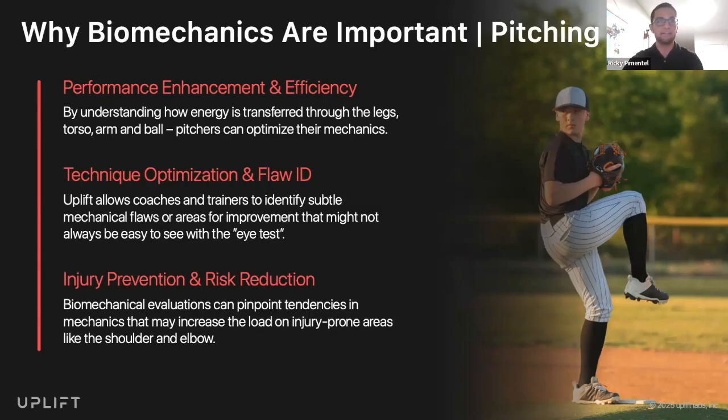And then finally, you can get into injury prevention and risk reduction because pitching places incredible stress on the arm, especially at the shoulder and the elbow. These biomechanical evaluations can pinpoint tendencies in the mechanics that may increase the load on these injury-prone areas. At Uplift, we identify flags like forearm flyout, late rise, and arm drag. These are known flaws that can increase injury risk. Tracking and correcting these issues can significantly reduce the risk of injury for both acute and overuse injuries.